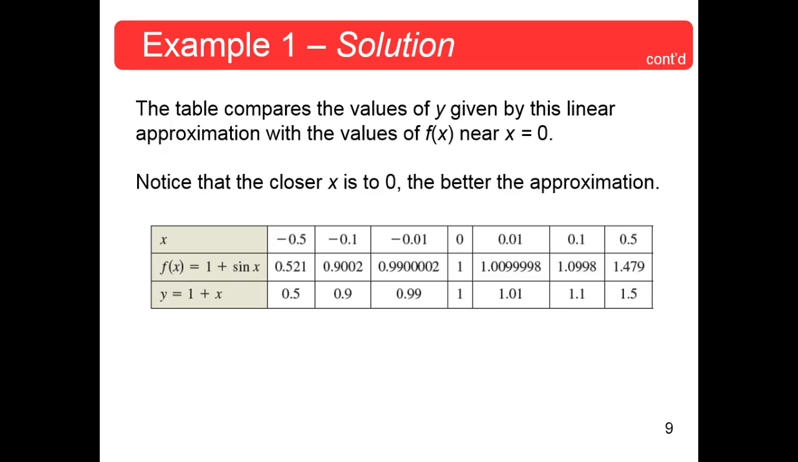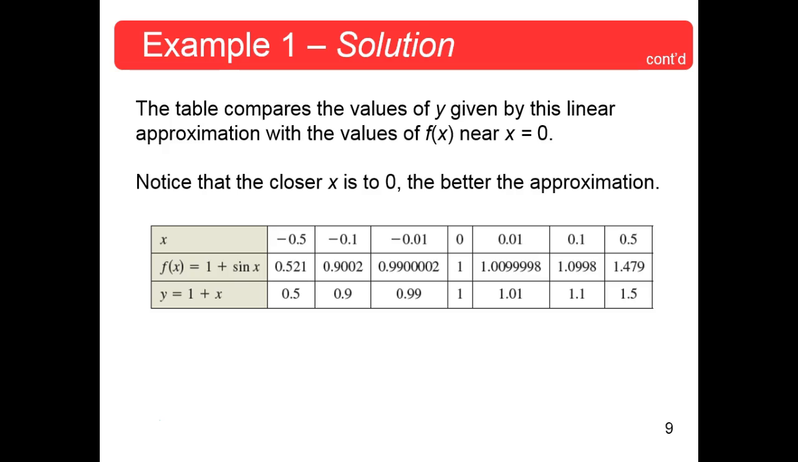And you see the value of the actual function is 0.521 at negative 0.5, at negative 0.1 is 0.9002, at negative 0.01 is 0.990002, at 0 is 1, that should be exact, and there you're at 1.00999998, 1.09, and 1.479. Well, your linear approximation is really a lot easier to do.